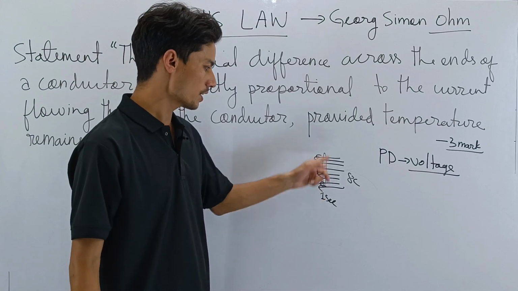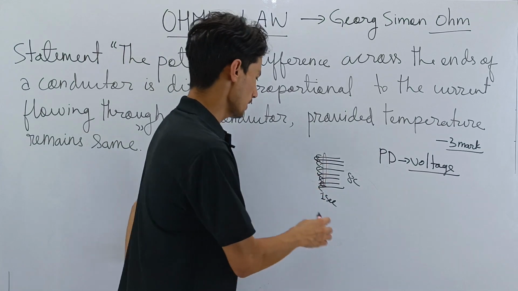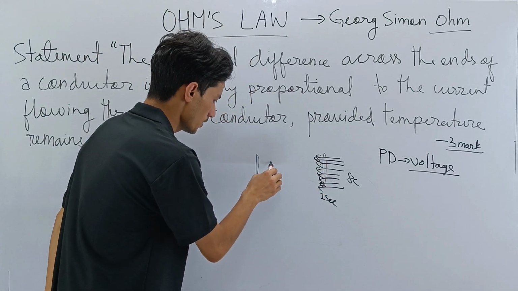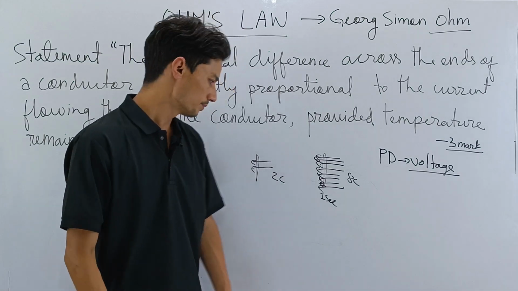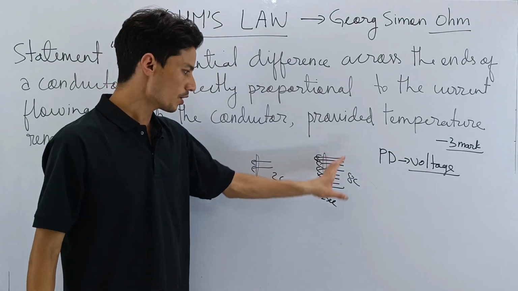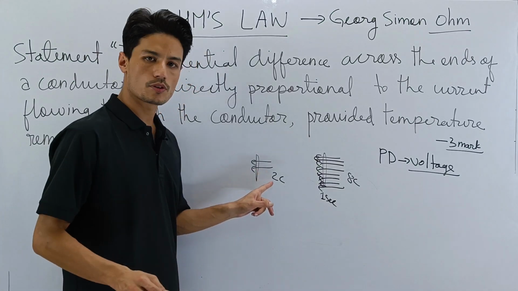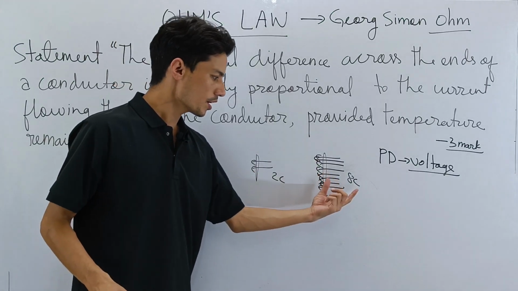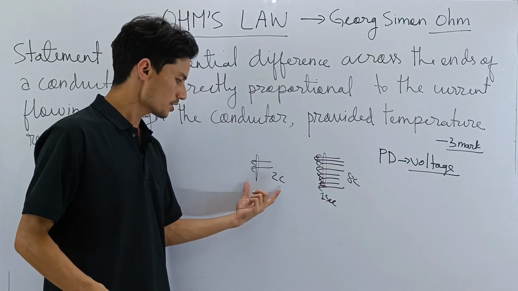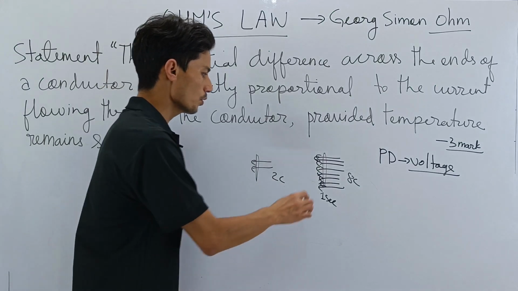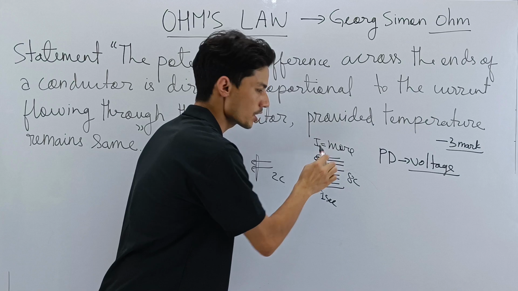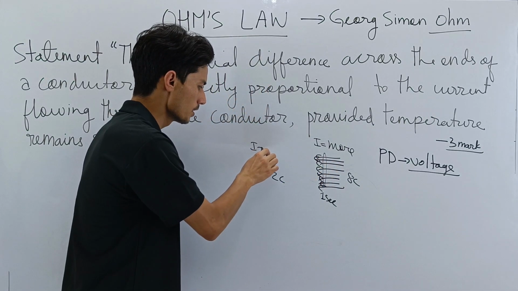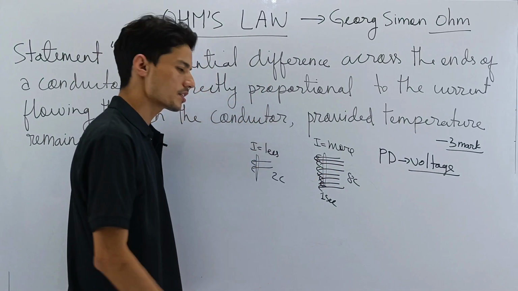Okay, in 1 second, 8 charges are flowing. And in 1 second here, only 2 charges are flowing. Now you tell me, here more current is flowing, here only 2 charges are flowing, that means less current is flowing. More charge, more current. Less charge, less current. So current flow is more here because charge flow is more. Current flow is less here because charge is less.